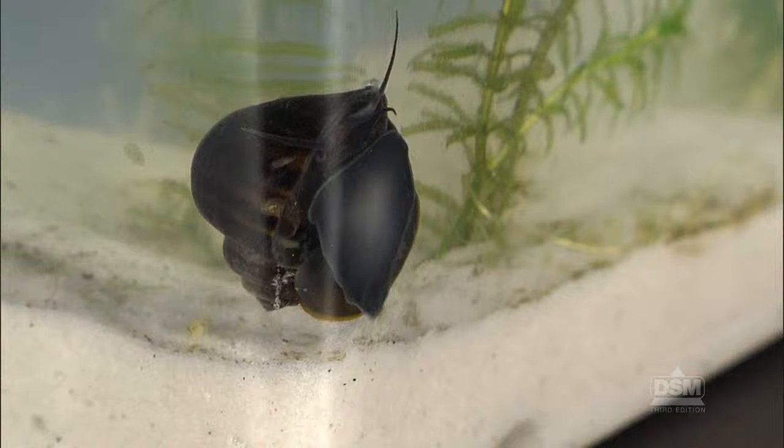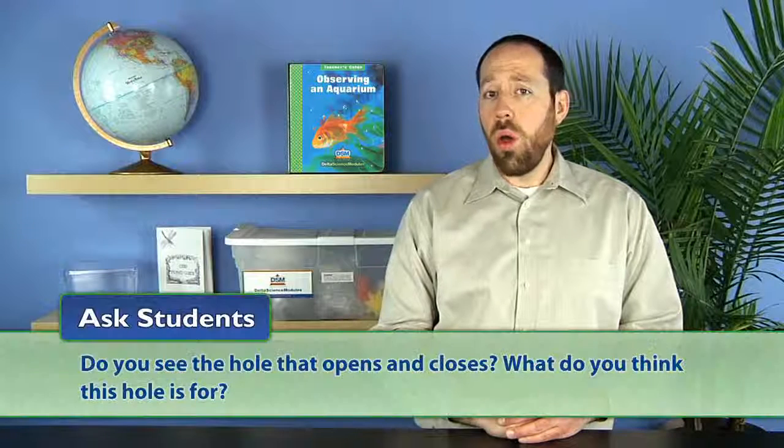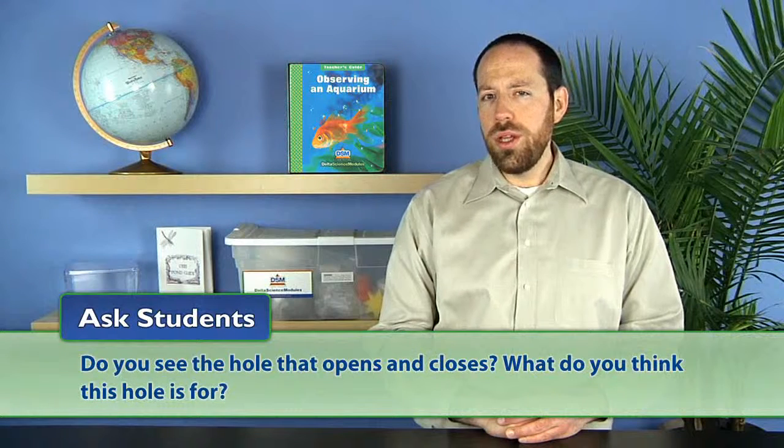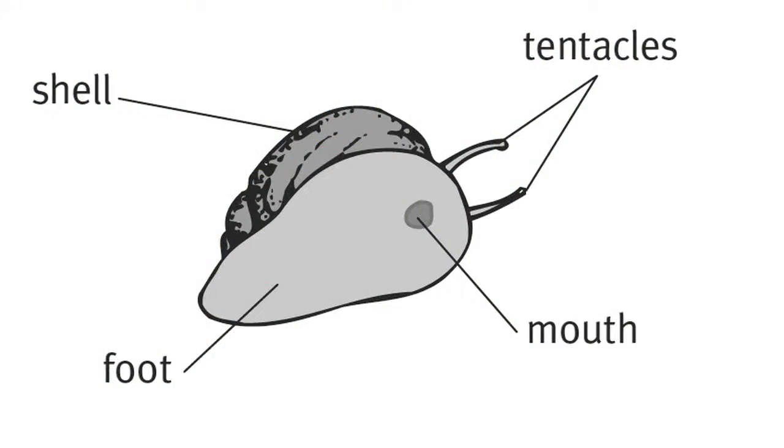Ask students to examine the underside of the snail. This can best be done when a large snail is attached to the side of the dish. Ask students, do you see the hole that opens and closes? What do you think this hole is for? Confirm that this hole is the snail's mouth.